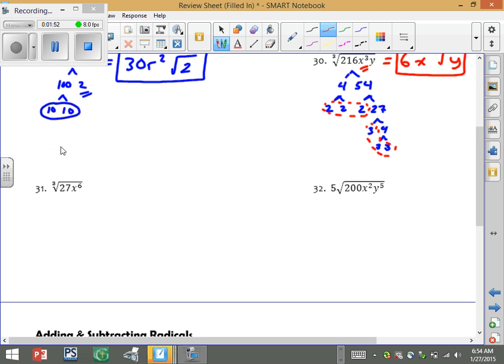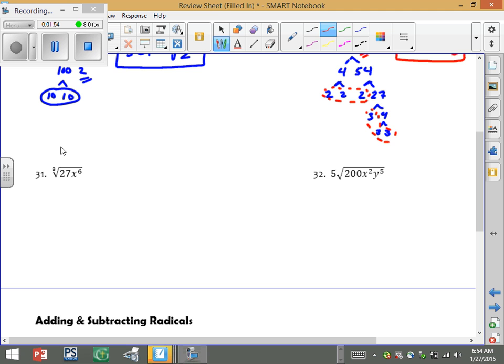All right, so cube root of 27, well, again, 27 was 9 times 3. Break 9 down to 3 and 3. Well, we got a group of 3 3s. They can make a break for it. And then there are 2 groups of x's that can make a break for it. And actually, nobody's left behind.